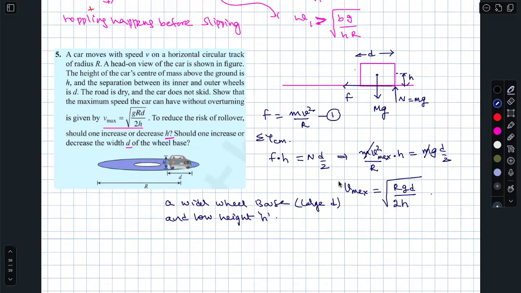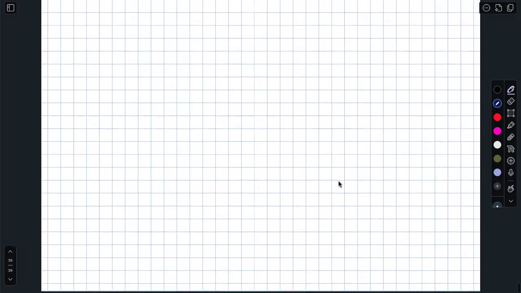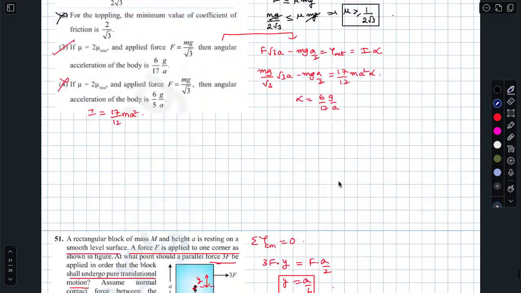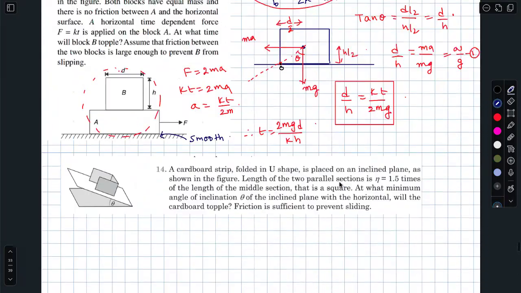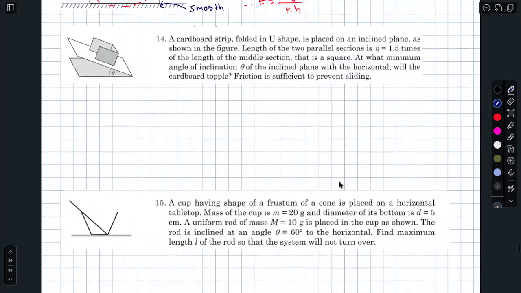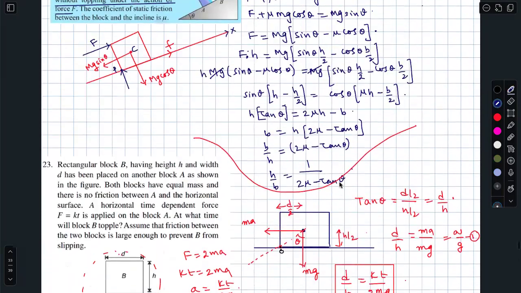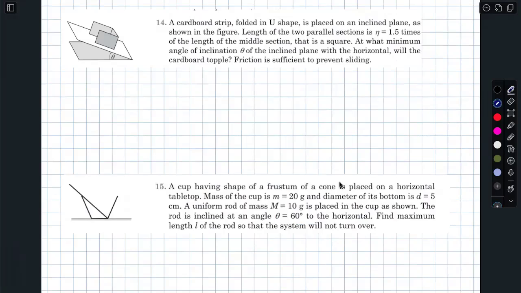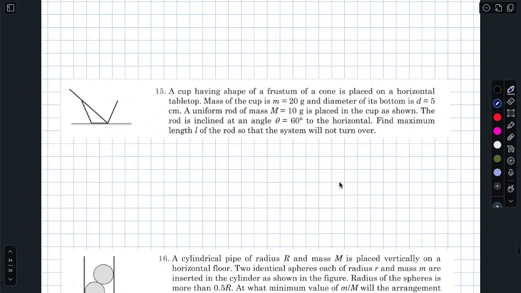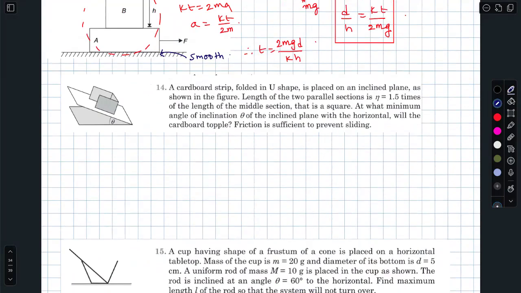Right. So these are all torque based problems, sorry, toppling based models. I have done most of the toppling based problems, and one problem from toppling based, the last one, I'll discuss right now, and this is from Pathfinder. One minute.